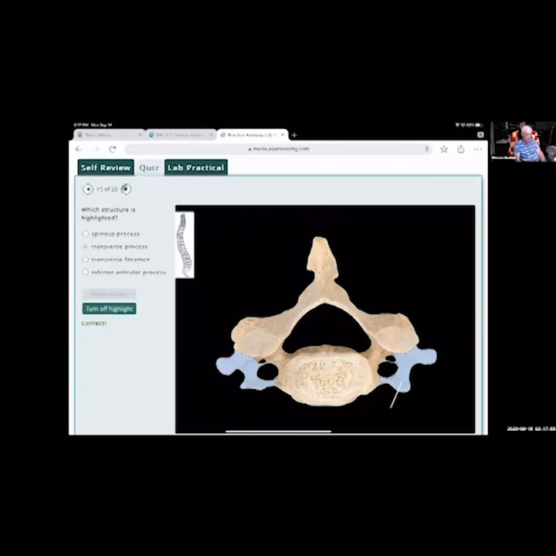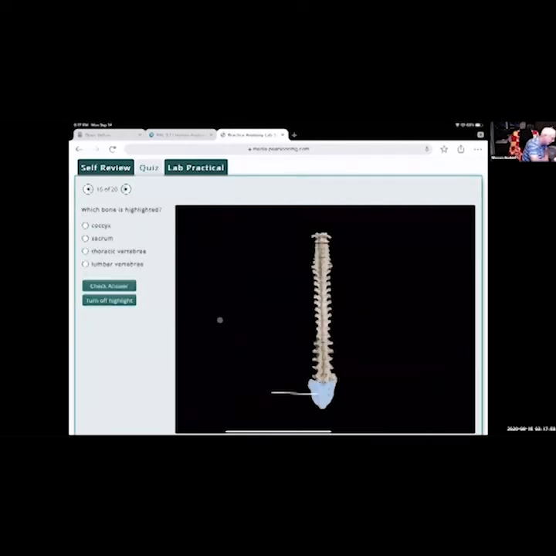Yep. And what bone is highlighted there? Sacrum. Sacrum. Got it.